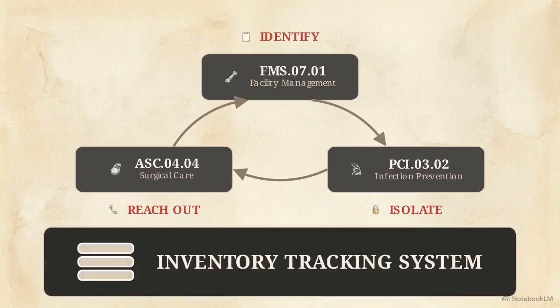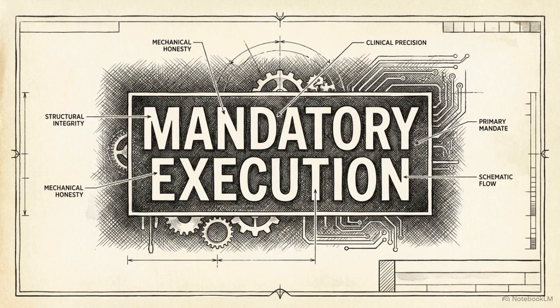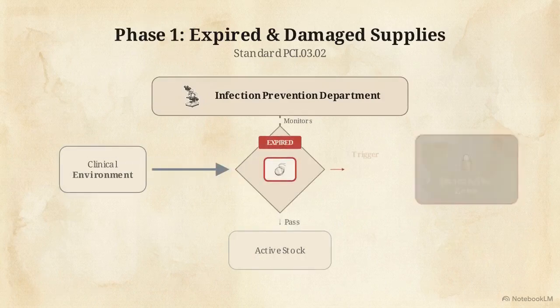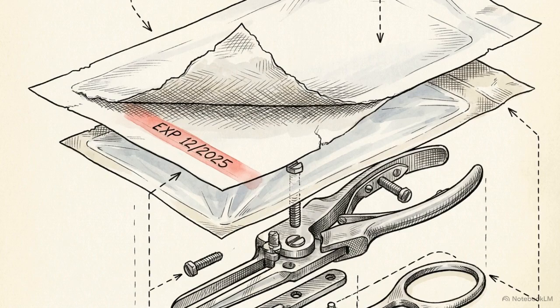The effectiveness of this entire sequence relies entirely on the accuracy of the hospital's pre-existing inventory tracking system. You cannot recall what you cannot locate. Achieving JCI compliance requires executing this hospital-wide safety protocol without exception. This process flow diagram maps Phase 1 of the safety protocol, managing expired and damaged supplies, governed by standard PCI.03.02. When a medical supply reaches its printed expiration date, the manufacturer's guarantee of sterility and chemical stability immediately voids.